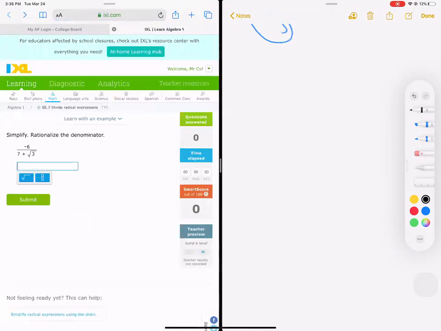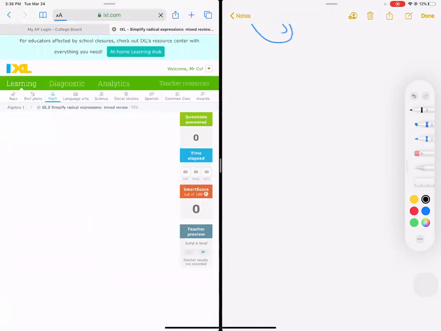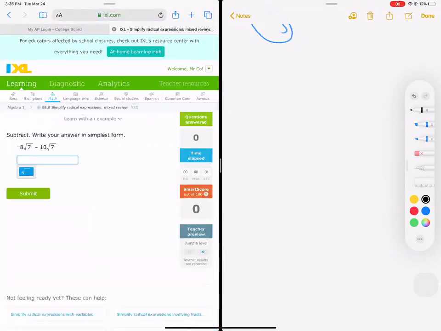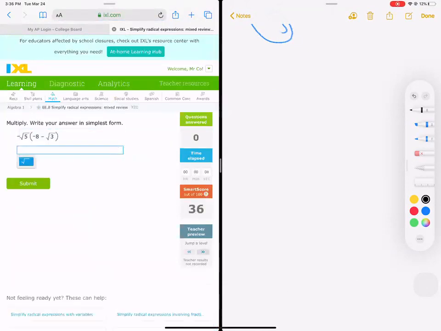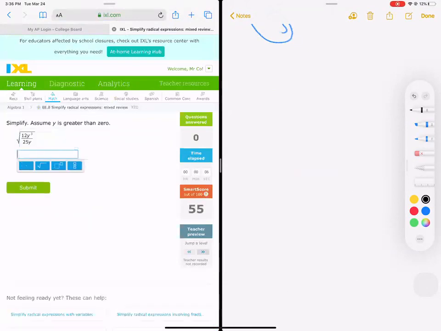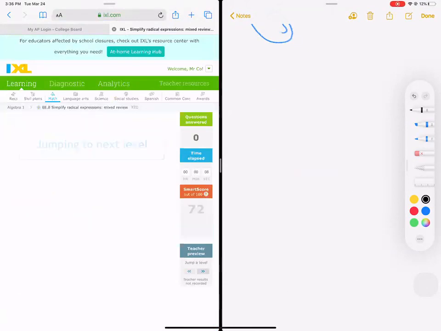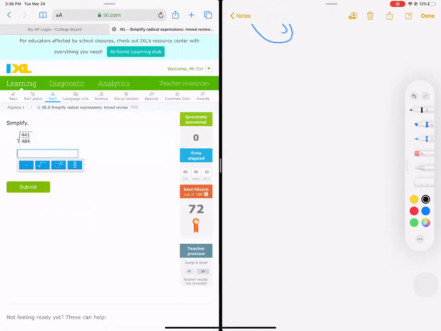Let me check one more thing. Mixed review. Combining. Multiplying. Taking the radical. The radicals.